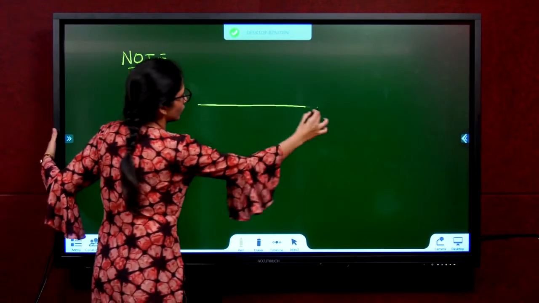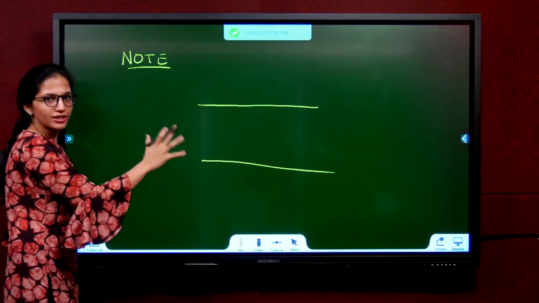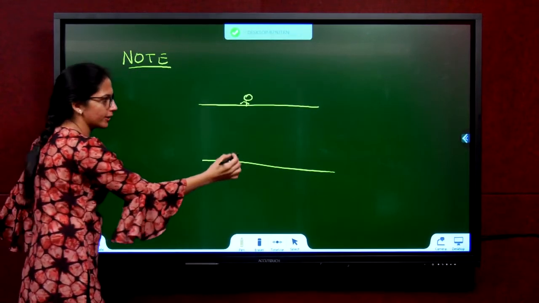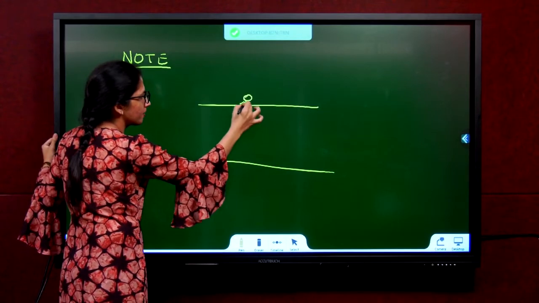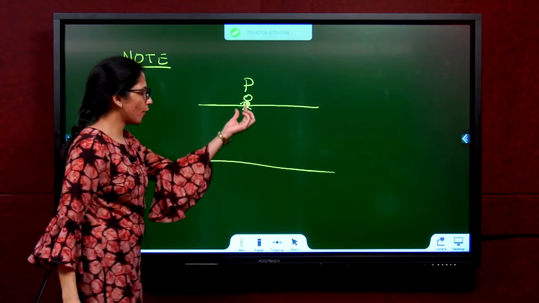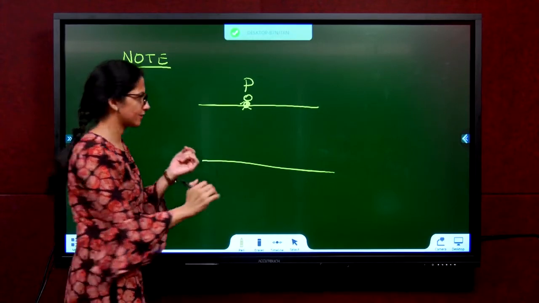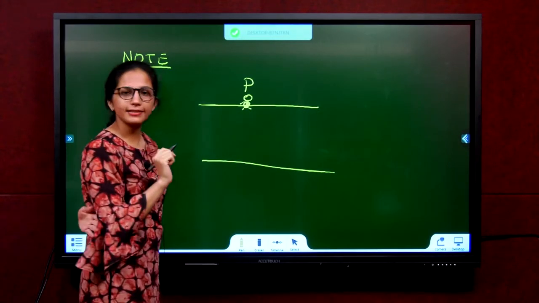Let us assume there is a road over here. Don't write the note, just understand this first. You have to walk from this point to this point. So this is the point. From a point, you have to go to this road. You have to go through the shortest distance. How many shortest distances are there?